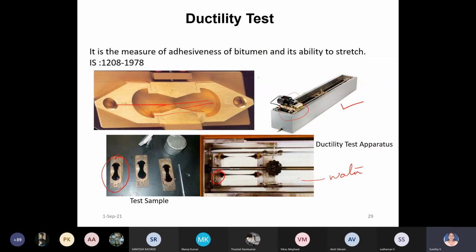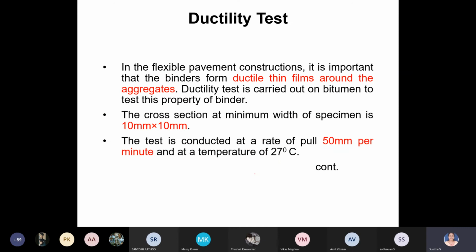This briquette is to be taken. You have to fill the bitumen, the material, inside this briquette. The entire briquette is to be kept inside the water. You can maintain the temperature also here. Then one end is fixed, and the other end is moved apart until the thread breaks. That is measured as the ductility value.